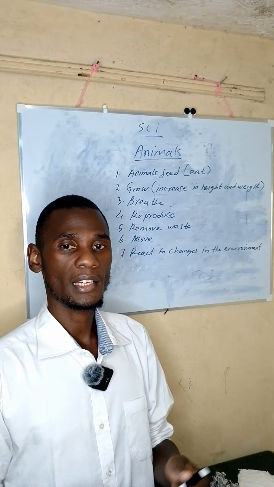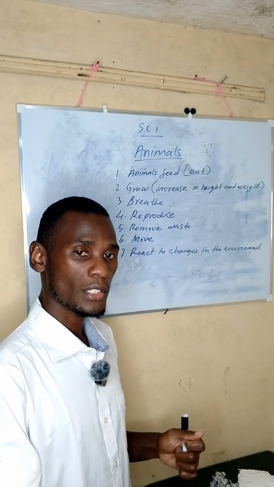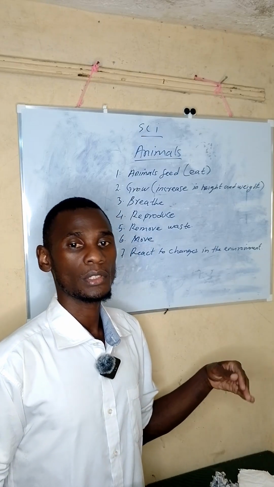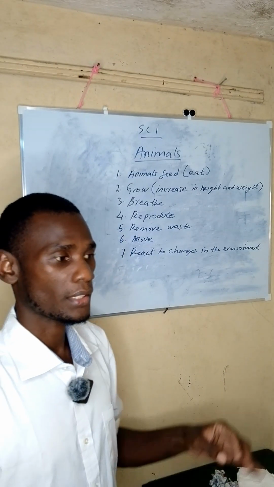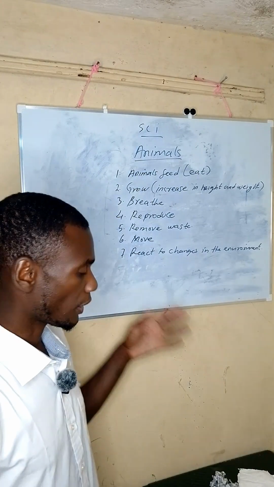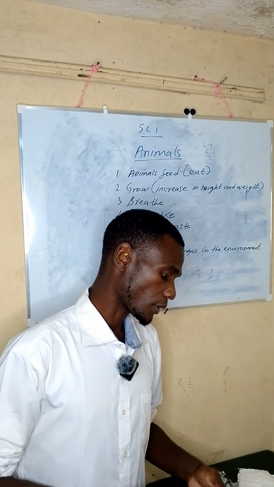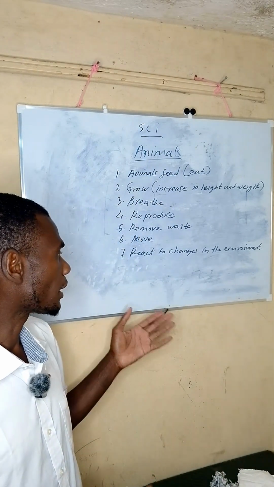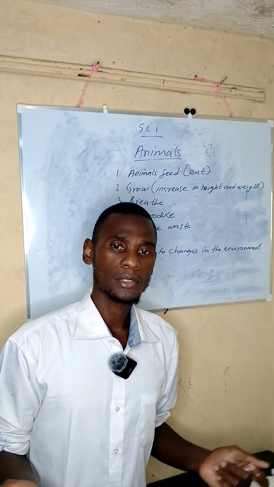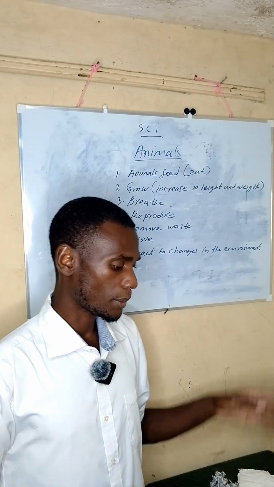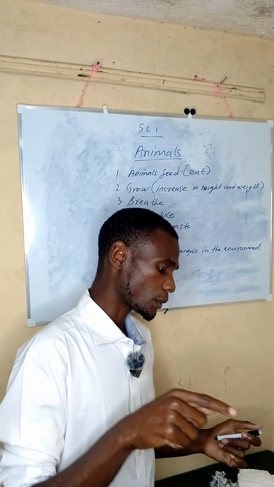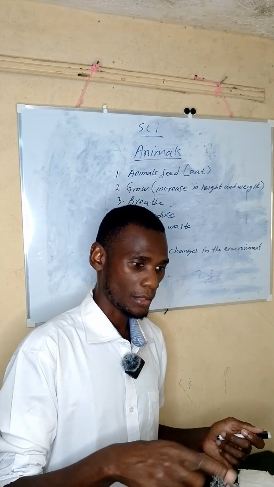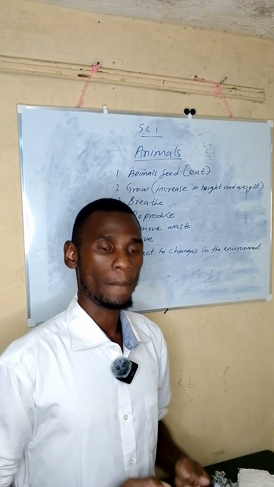So the animal will react by moving away from the hot sun to the shade, either under a tree or under a building, so that it can get a favorable temperature or favorable condition. That is one of the ways in which these animals react to changes. Some animals, an animal like a millipede, if you touch it, it coils itself. That is reacting to change. There is a change in the environment and therefore it must react for it to protect itself.